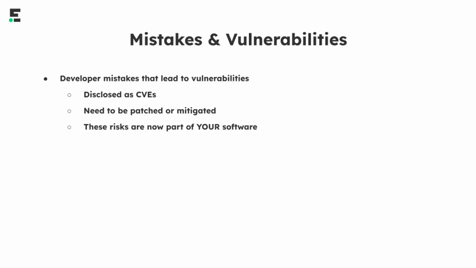Developers that work on the libraries and apps that you depend on can just make mistakes that lead to vulnerabilities that impact you. You need to be able to find them and reliably patch them. And where you cannot patch them, you need to be able to reliably mitigate them because the risks that they've introduced affect you now that they're part of your software.